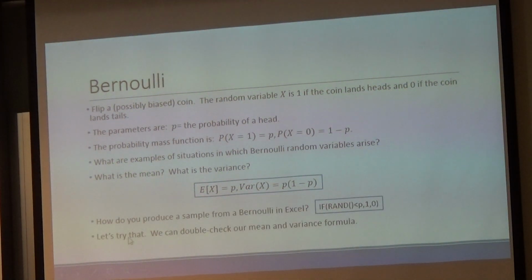And we're actually not going to try this because I think we're pretty familiar with it. But how do you produce a sample from a Bernoulli in Excel? You're going to say if rand is less than p, give me a 1, else give me a 0. And this is going to p% of the time give you a 1, and the rest of the time 1 minus p, or q% of the time give you a 0.